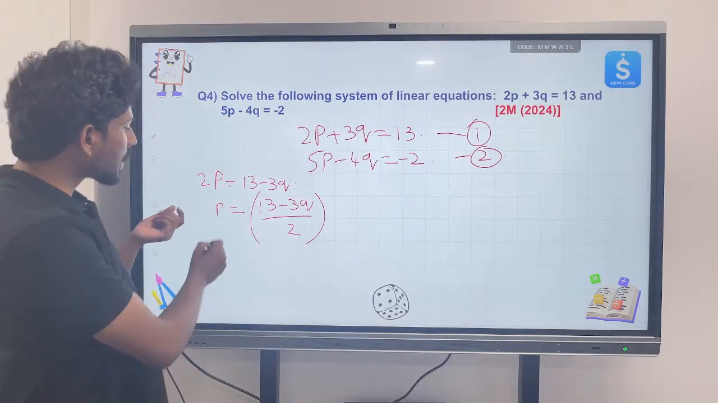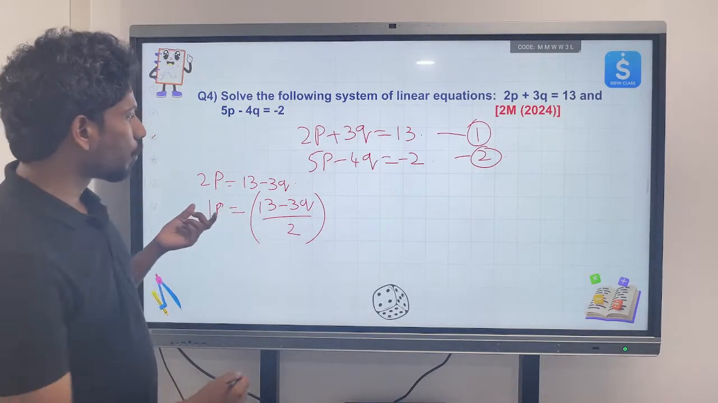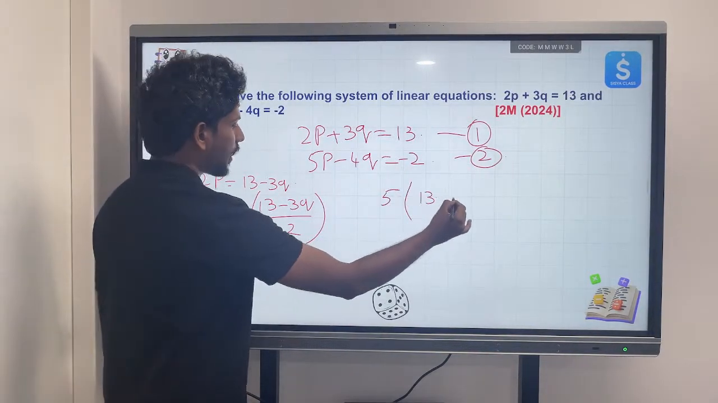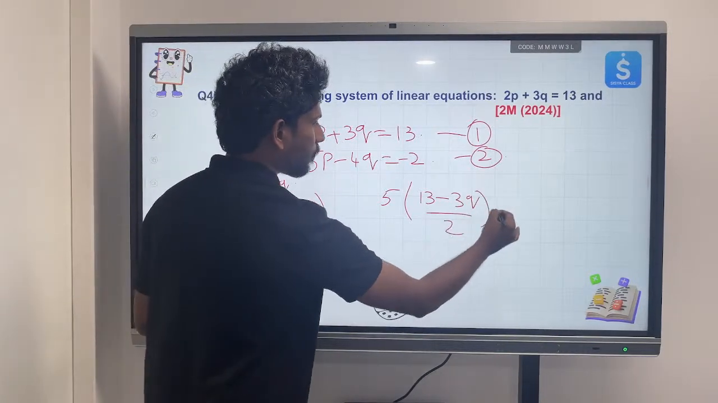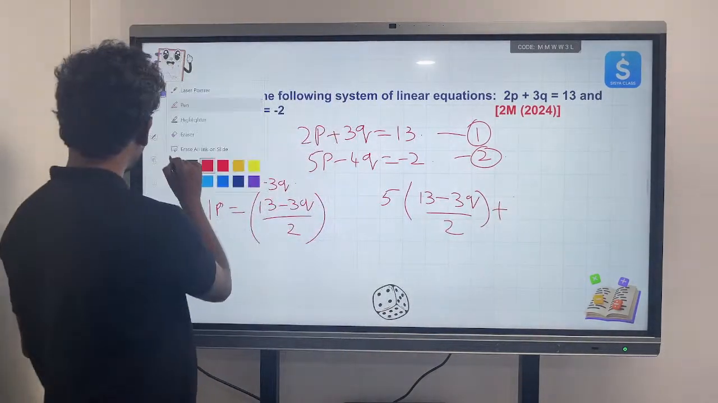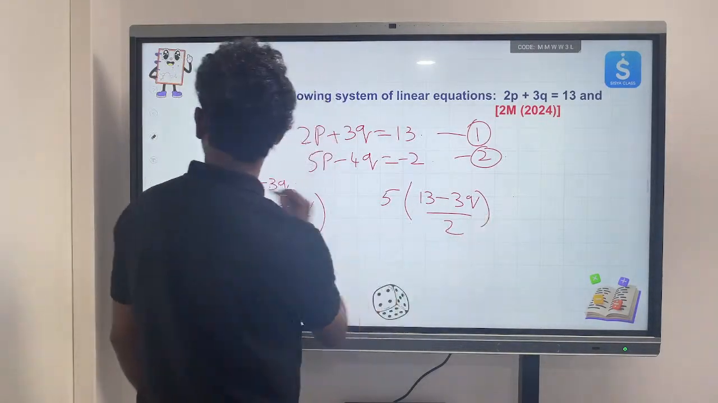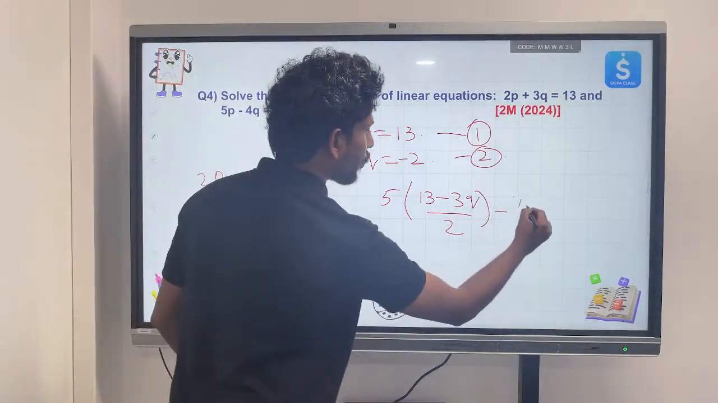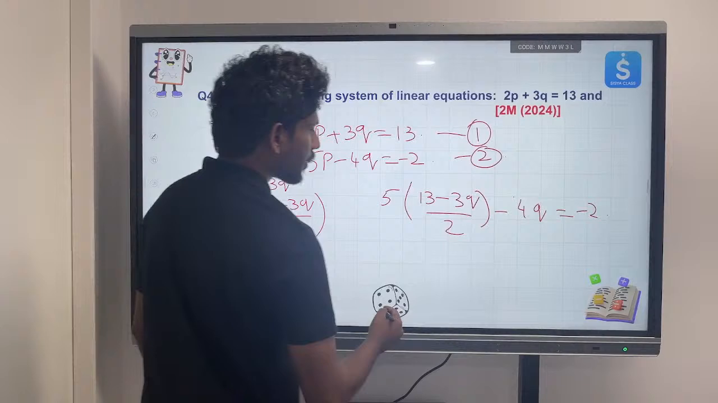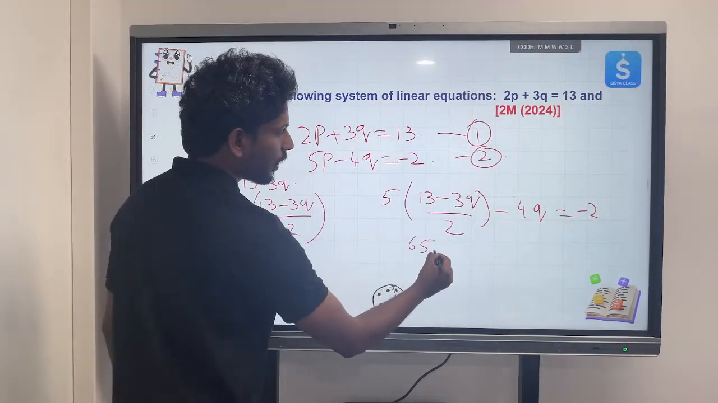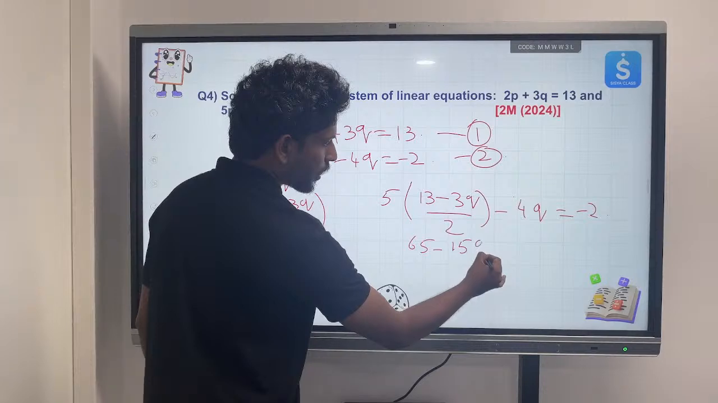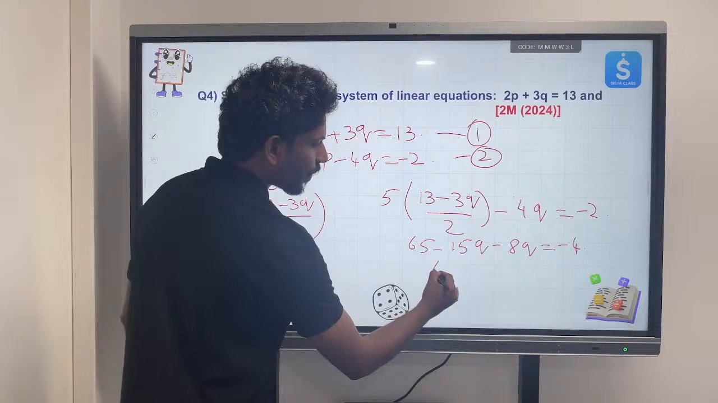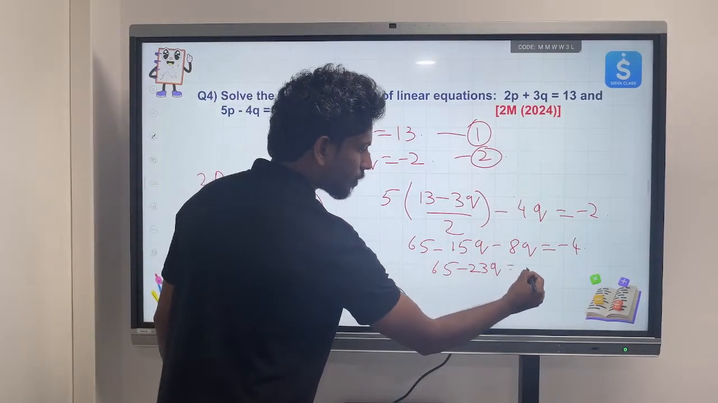I have chosen the p. Understand this, the coefficient of p should be equal to 1. Now you substitute this in the equation 2. Now 5 in place of p, substitute this 13 minus 3q by 2, minus 4 times q is equals to minus 2. So this will become 13 5s are 65 minus 15q minus 8q is equals to minus 4, right. So 65 minus 23q is equals to minus 4.